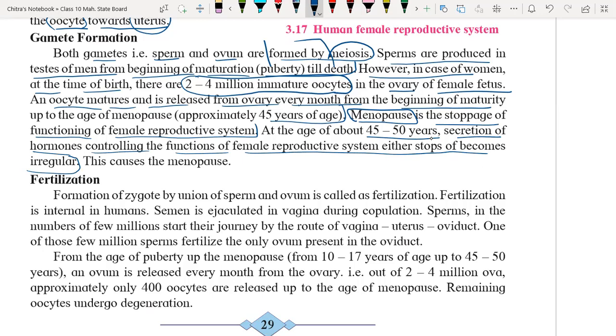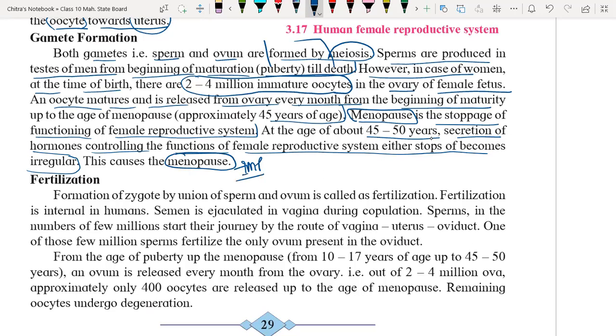Because hormones like estrogen and progesterone control the functioning of the female reproductive organs. Those hormones stop being secreted, or their secretion becomes irregular. That's why after the age of 45, or sometimes 50, menopause starts. Okay, everyone? Yes, sir. So that state is called menopause. Very important. IMP is the abbreviation for important.